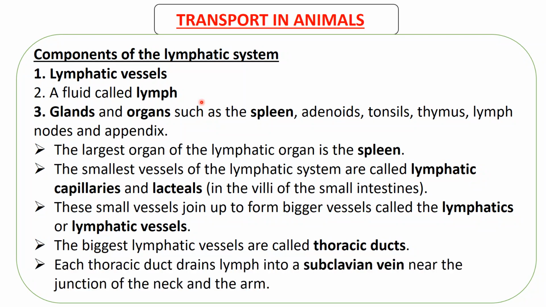Each thoracic duct drains lymph into a subclavian vein near the junction of the neck and the arm. So between the junction of the neck and the arm, there is a vein there, which is part of the circulatory system, where lymph is taken to by this thoracic duct. So once the lymph is prepared, it is taken to the circulatory system.